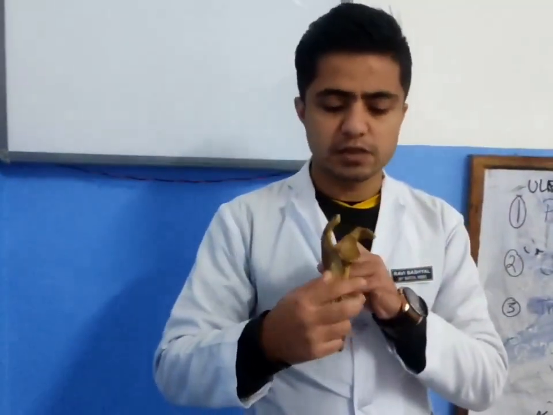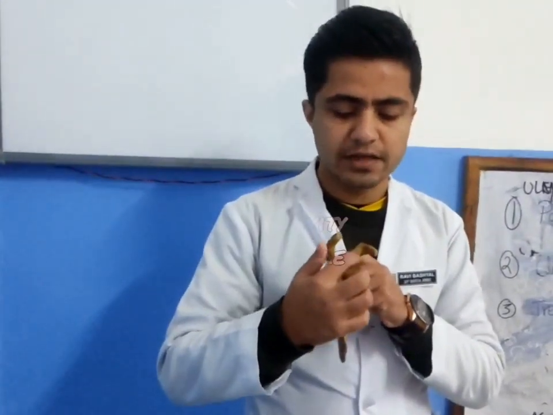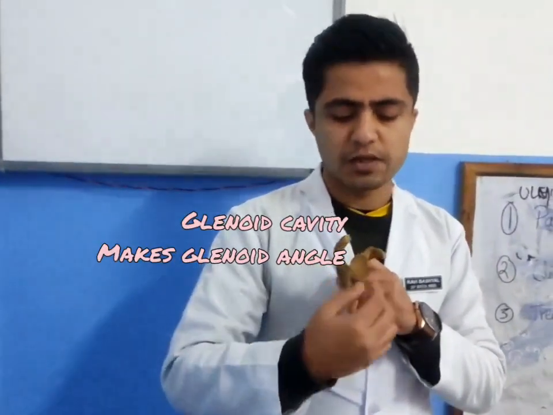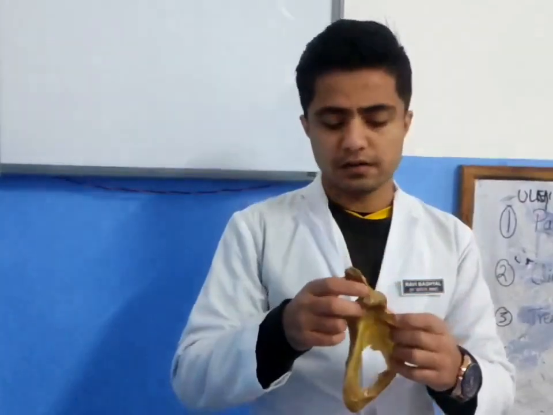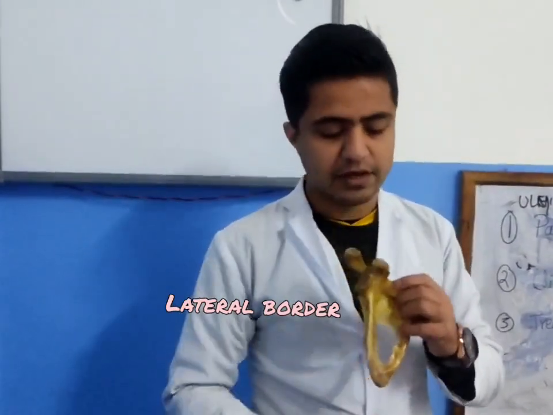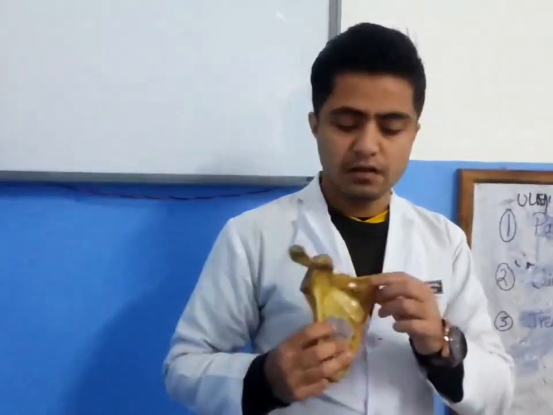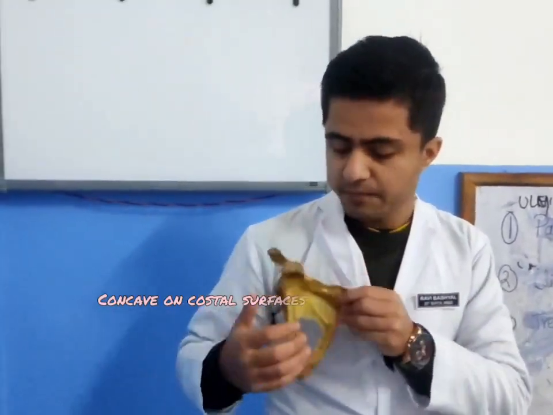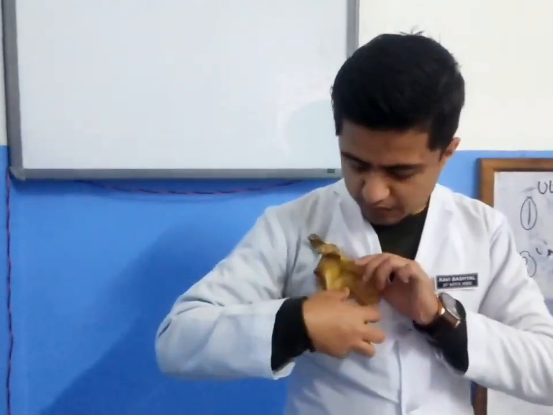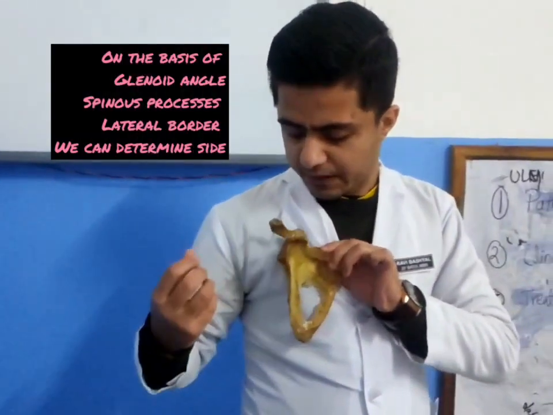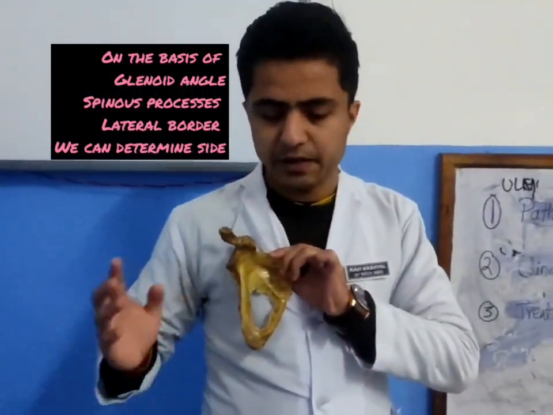So this is scapula. We have to determine the side. Initially, you can see over here, this is the glenoid cavity, also called the glenoid angle, this is the lateral border, and this is the inferior angle. This is the concave side, the costal surface, which is concave. On the basis of this concave structure, glenoid cavity and the lateral border, we can determine the side.